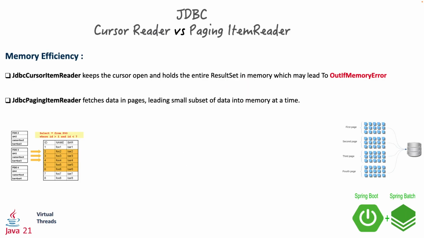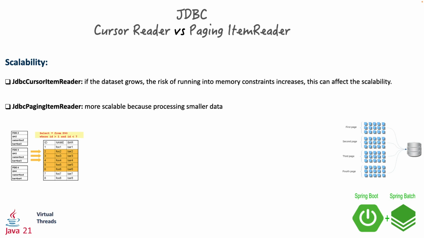And I think the other aspect that I can go over once again to decide on the JDBC paging item reader is the fact that it's more scalable, because processing smaller data, depending on some factors, is better than having a big result set in memory and processing it. Sometimes it cannot scale, and it's very bad to use multi-thread with the JDBC cursor item reader.